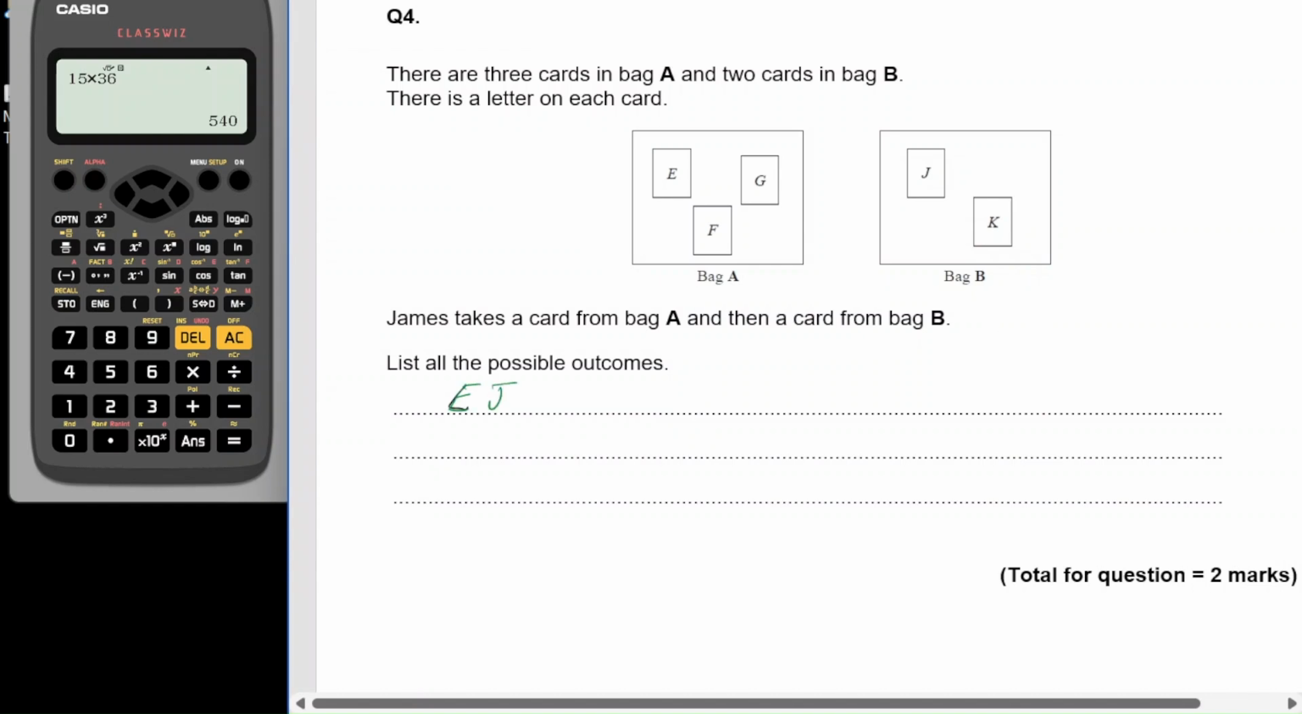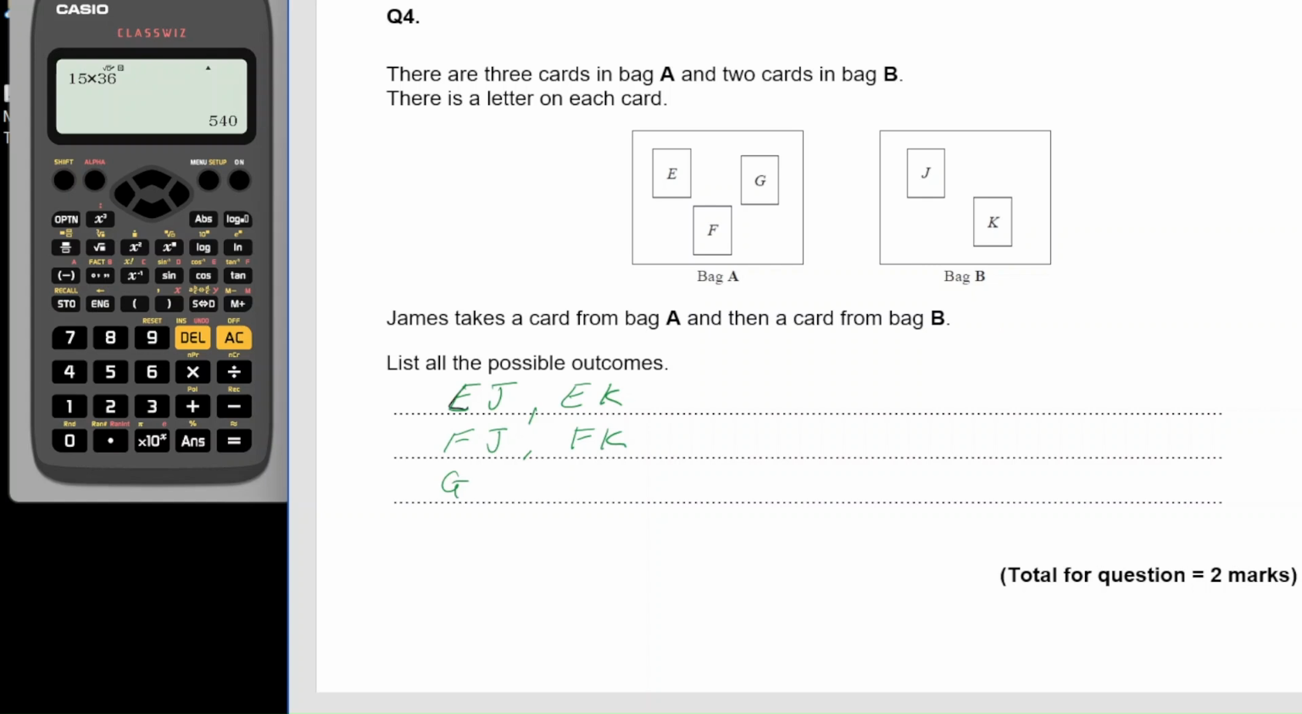I always follow a systematic way of doing this. So I would have E and J. I'm going to start with all my cards that can begin with E, so E and J or E and K. Then I'm going to look at F, so it will be F and J or F and K. And then finally my G card, G and J, and G and K. So I've got 6 possible outcomes there.